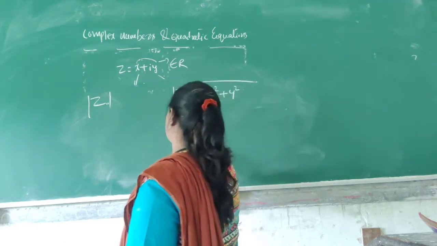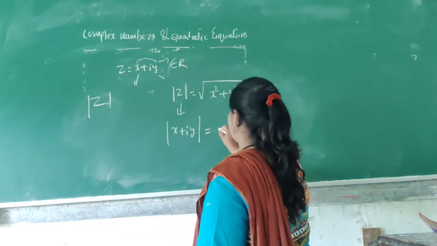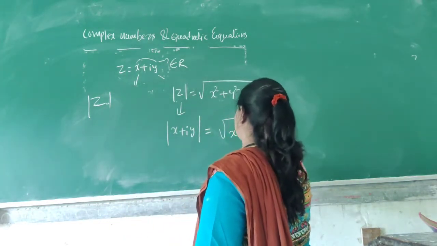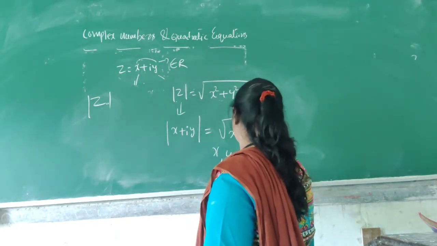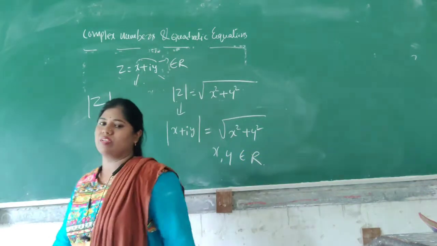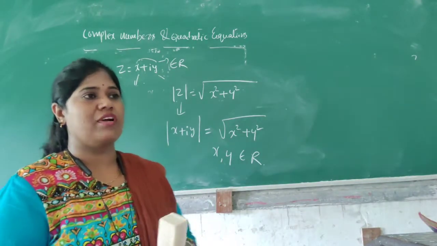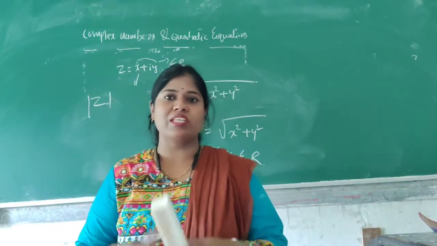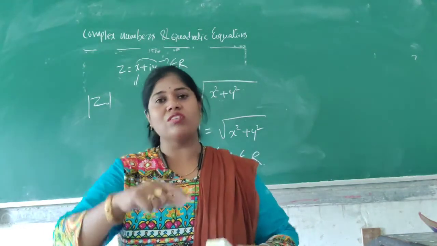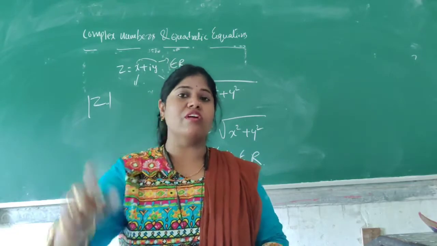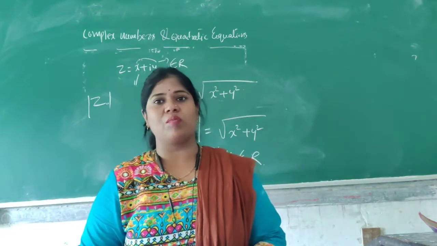What is z? z = x + iy. Therefore, |z| = square root of x square plus y square, where x and y belong to the real numbers. Okay? What is the modulus of z? In complex numbers, z = x + iy, where x and y are real numbers. The square root of x square plus y square is called the modulus of a complex number.